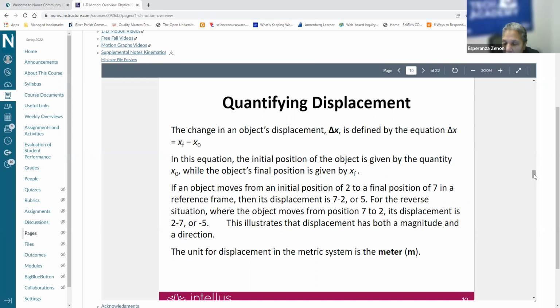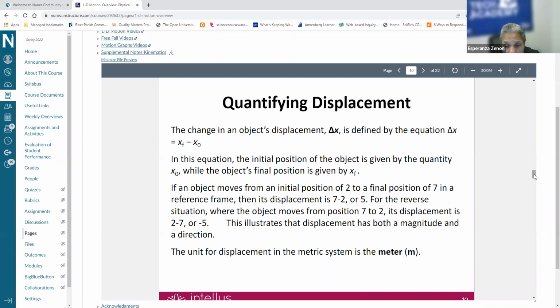Units. Well, inevitably, we have to deal with units. Why? Because all this stuff is about measurement. And in the metric system, the unit for displacement is meter. The unit for its counterpart, distance, is also measured in meters. So I can't just say 5. I have to be very careful and put a unit on it. 5 meters, -5 meters.